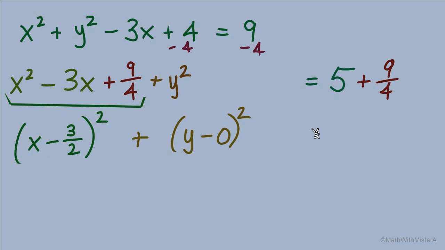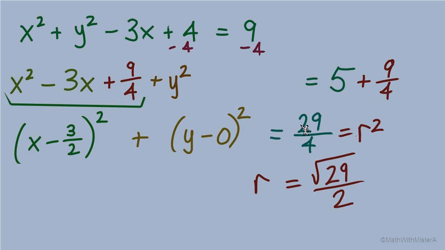Let's clean up the constants on the right side. I'm going to get common denominators and add these up so we see 29/4. Now don't be too hasty and call this the radius, because this is always the radius squared. If we want to talk about what is the radius, we need to do square root. So I take the square root.